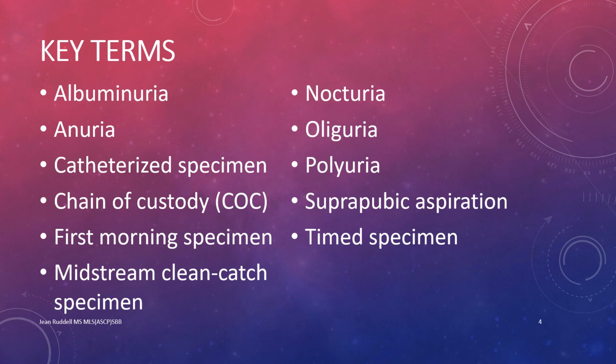This slide lists key terms that you should understand the meaning of as a laboratory technician or scientist. These terms are albumin, urea, anuria, catheterized specimen, chain of custody, first morning specimen, midstream clean catch specimen, nocturia, oliguria, polyuria, suprapubic aspiration, and timed specimen.